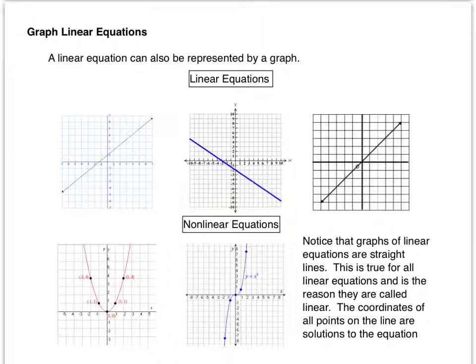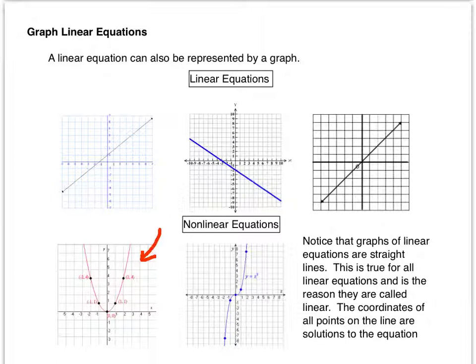Now we're going to graph linear equations. A linear equation, as we talked about earlier, or a function, can also be represented by a graph. Linear equations are going to be straight lines, so if you look at the first 3 graphs, we have straight lines. Nonlinear equations are not going to be straight, and we'll talk about some of these later on in the year possibly. If not, you'll definitely get to them in Algebra 1. We'll have quadratic equations like here.